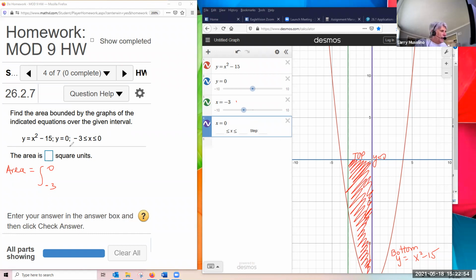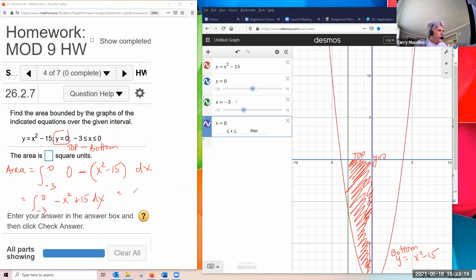All right, well, I know I need the top minus the bottom. So the top curve was y equals 0. So I'm going to put that as a 0 minus the bottom curve, which is x squared minus 15. Notice I'm putting this x squared minus 15 in its own set of parentheses. So this is going to be the integral from -3 to 0 of negative x squared plus 15.